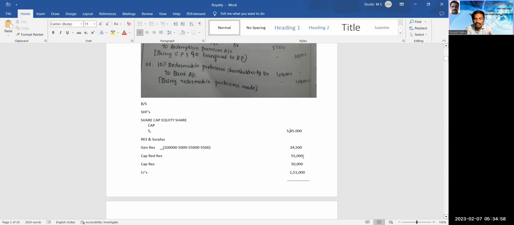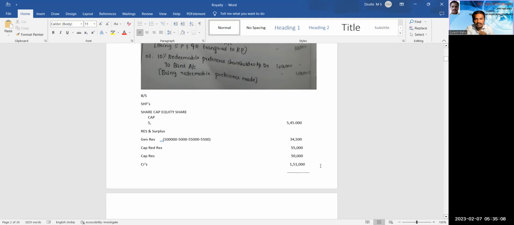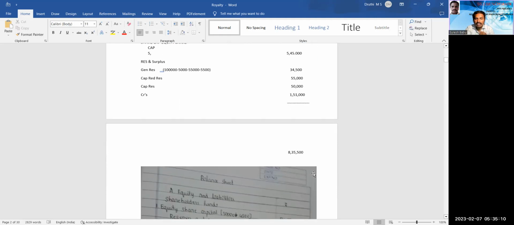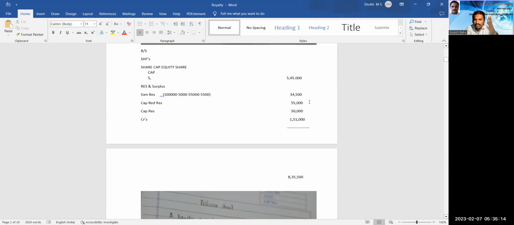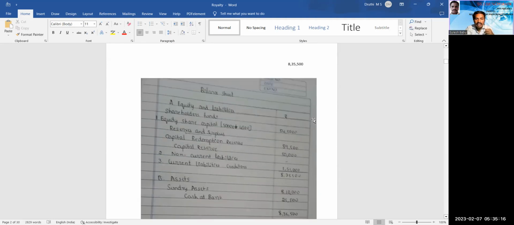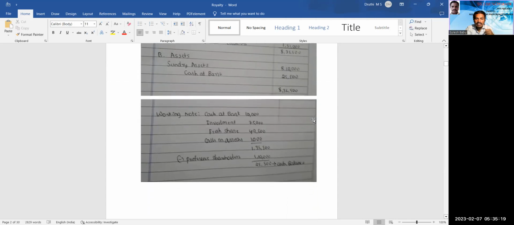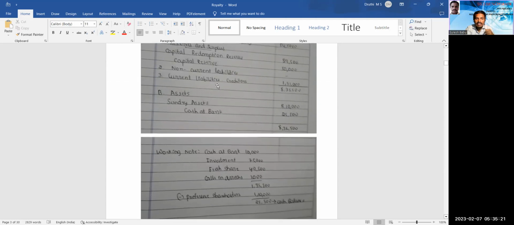We have created it newly. That's a new journal entry, 55,000 rupees. Then capital reserve, we have not used in the balance sheet as it is. It continues, 50,000. And creditors, 1,51,000, right? The total 8,35,500. Okay. So what I have done, balance sheet, liability side I have written. Asset side I have not written. Asset side, what this girl has written is right.